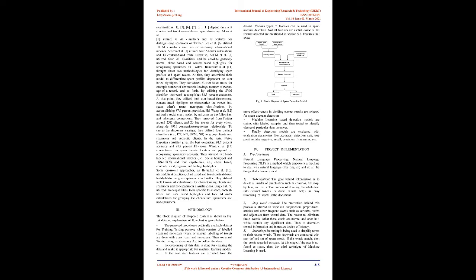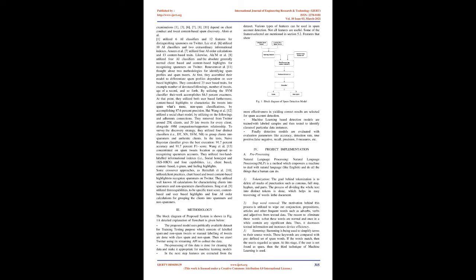Let al. [6] utilized 10 AI classifiers and 2 extraordinary informational indexes. Amin et al. [7] utilized 4 AI order calculations and 13 content-based traits. Likewise, Alam et al. [8] utilized 4 AI classifiers and the absolute generally normal client-based and content-based highlights for recognizing spammers on Twitter. Benevento et al. [11] thought about 2 methodologies for identifying spam profiles and spam tweets.